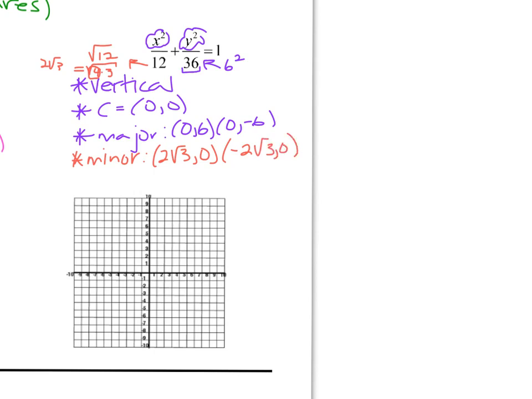Notice when we plot our center and our major vertices, we've got 0, 0, and then 0, 6 up top, and 0, -6 down below. But to get 2 square root 3, we're going to have to approximate to find that location on our graph. If you plug in 2 times the square root of 3 on your calculator, you would get approximately 3.5. So what that means is I'll count 3.5 to the right and put a dot, and then -3.5 to the left and put another dot.